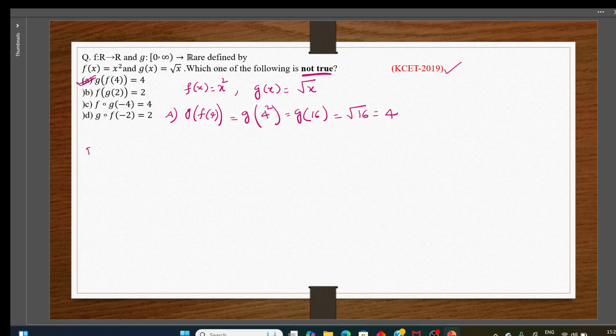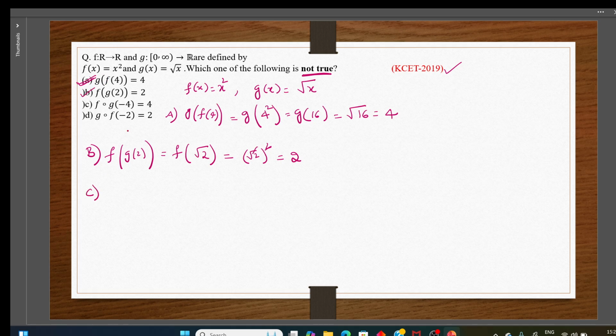Next, observe the second option. What is the second option here? f of g of 2. So observe the g function: g of x is equal to root x. In the place of x substitute 2. So g of 2 is root 2. Now the f function. What is the f function here? f of x is equal to x square. In the place of x substitute root 2. So root 2 square. So the square and square root cancel, remaining is 2. So option B is also correct.